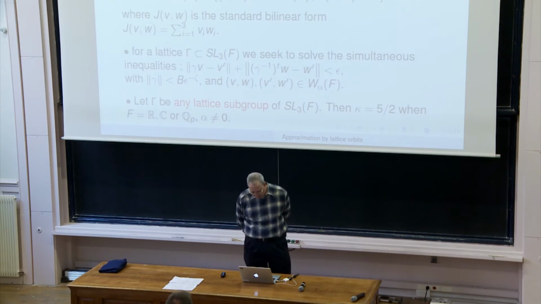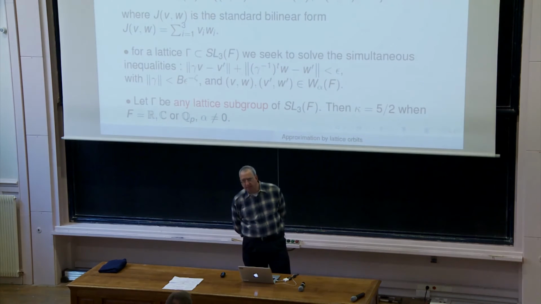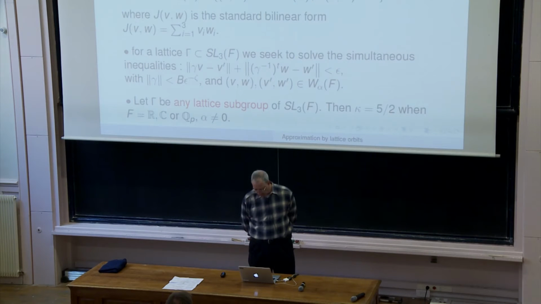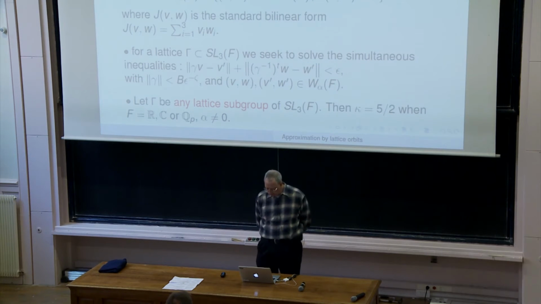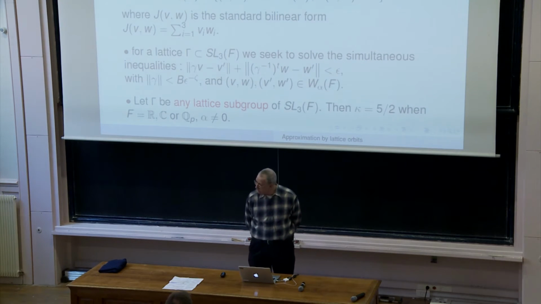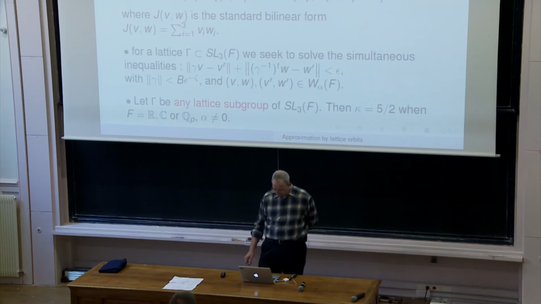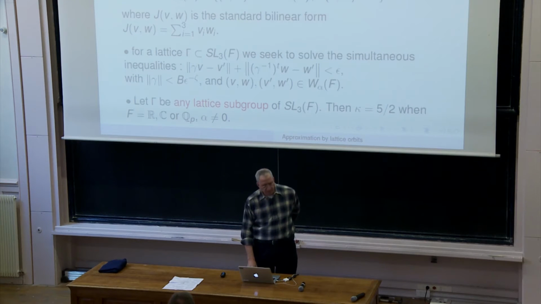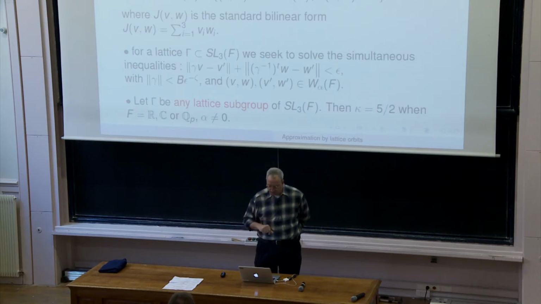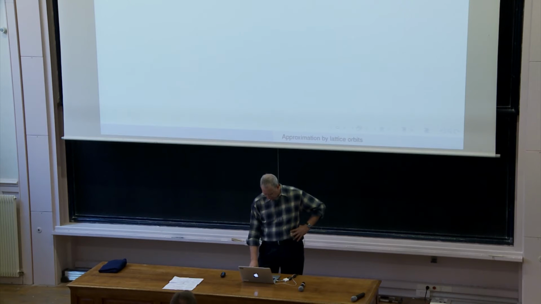And here we can let gamma be any lattice subgroup of SL3. Then kappa equals 5 over 2 for any F, R, C, or QP, and provided alpha is non-zero. Okay, but there's a big difference between this case and the previous case. Here we can state this for every gamma, it really does not depend on gamma. It's the same rate.